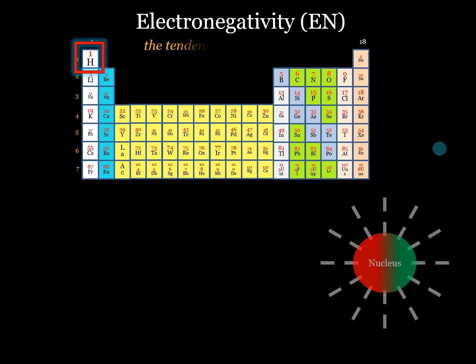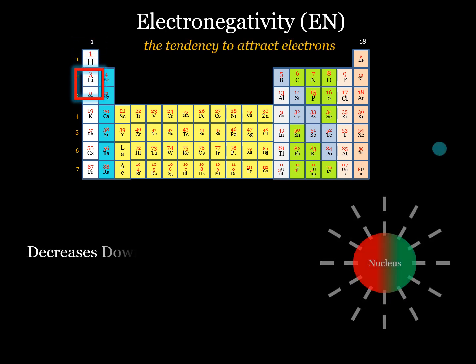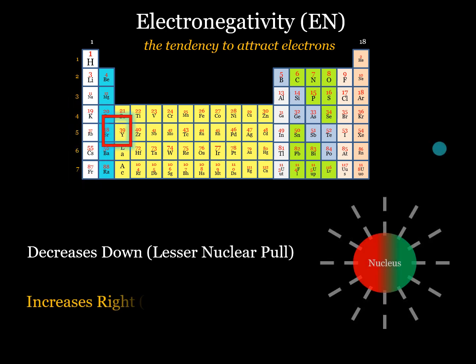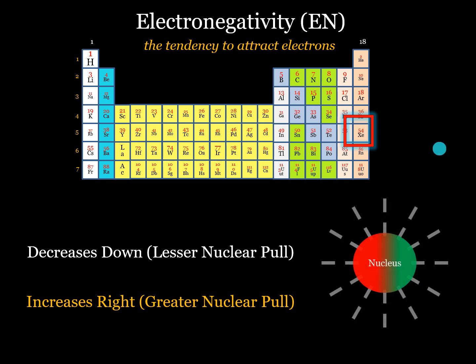Electronegativity is the tendency of an atom or molecule to attract electrons. Trend-wise, it decreases down the group and increases from left to right along the period. One can predict that, excluding the noble gases, fluorine would be the most electronegative atom on the periodic table. It will have the strongest nuclear pull because, having only 2 shells, it has the greatest number of protons.